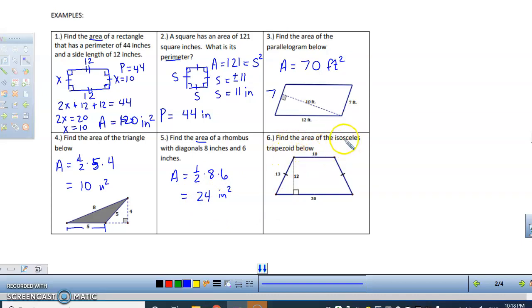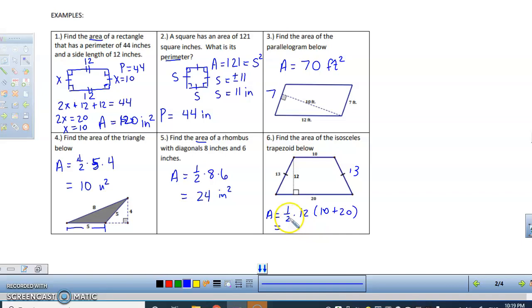Find the area of the isosceles trapezoid. So the isosceles doesn't really matter. If you were finding the perimeter, then it would be nice to know that it's isosceles. But to find the area, you don't care about that 13. That 13 does not matter for area. The 12 is what you want to focus on because that's the perpendicular. So we're going to do 1/2 the perpendicular height times base 1 plus base 2.